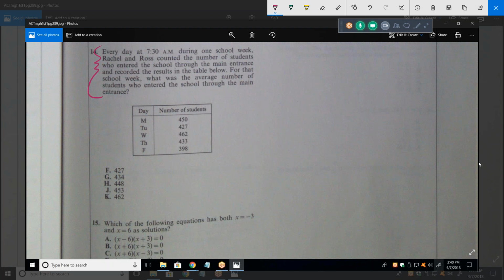So, how am I going to solve this? Don't you just add up the total for each day and then divide by 5? Perfect. I don't even care what the answer is, the fact you knew how to do it. Notice irrelevant information. Who cares whether it was at 7:30 a.m. or not? They're asking you about an average of those 5 numbers. Average means totals. You add them up and you divide by the number that there are.